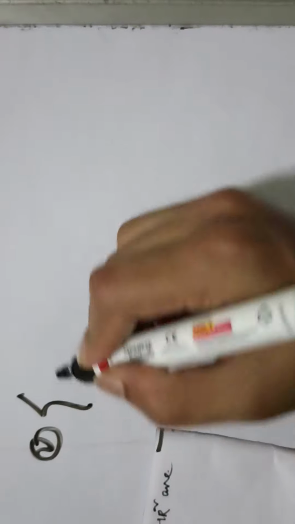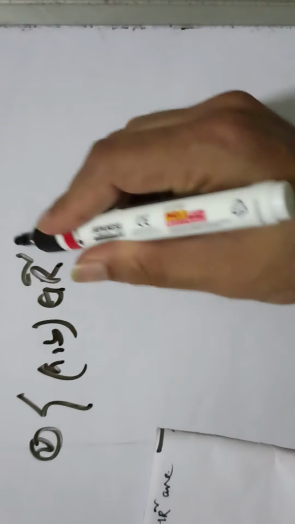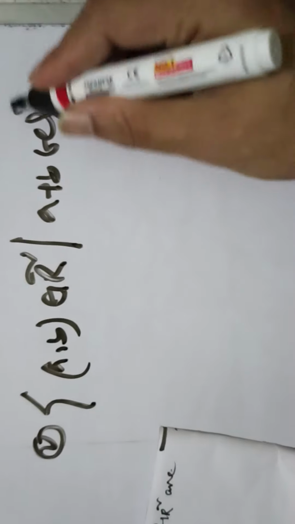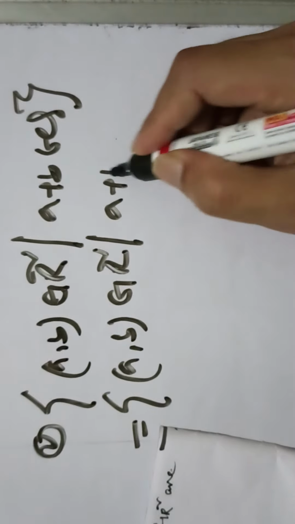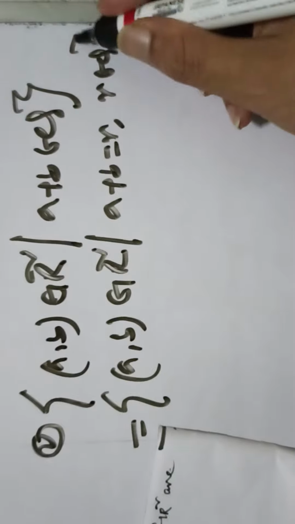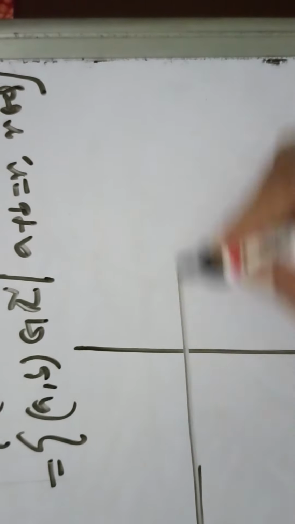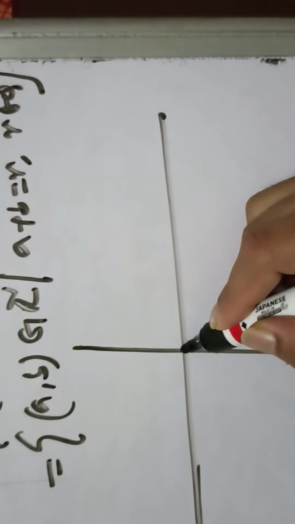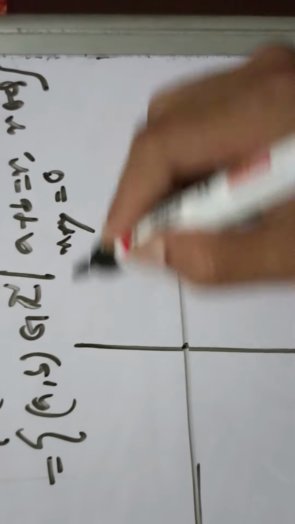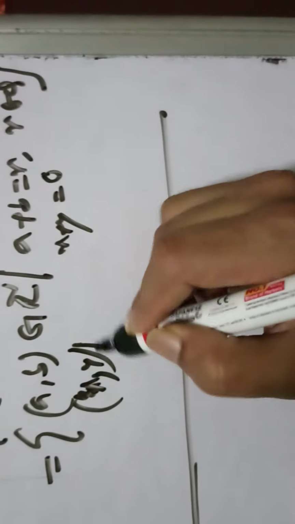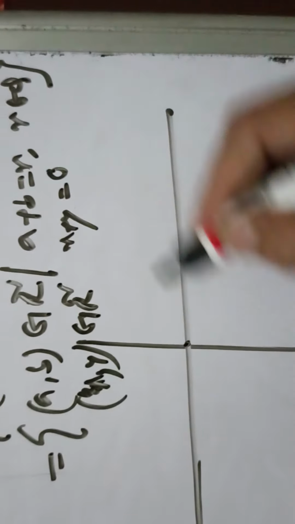Now consider set 2: {(a, b) belonging to R2 such that a plus b belongs to the rationals}. You can write a plus b equal to r, where r is rational. If you choose the rational number 0, then you get x plus y equal to 0, writing a as x and b as y. So the set of (x, y) in R2 with x plus y equal to 0 means y equal to minus x. So you get this line.